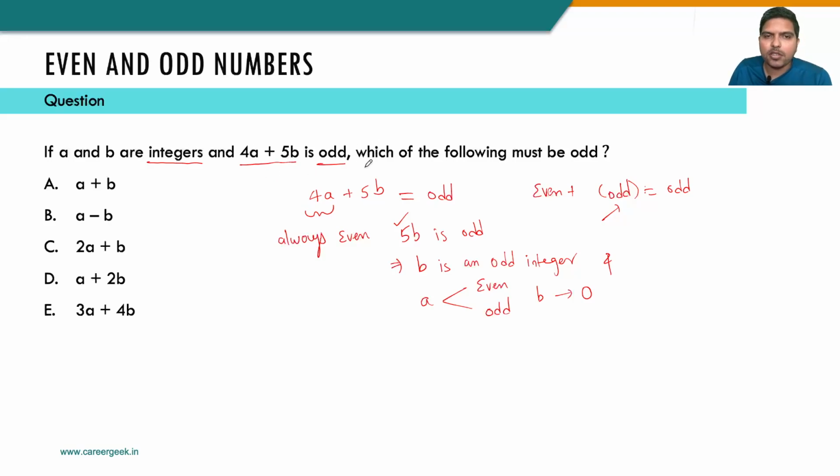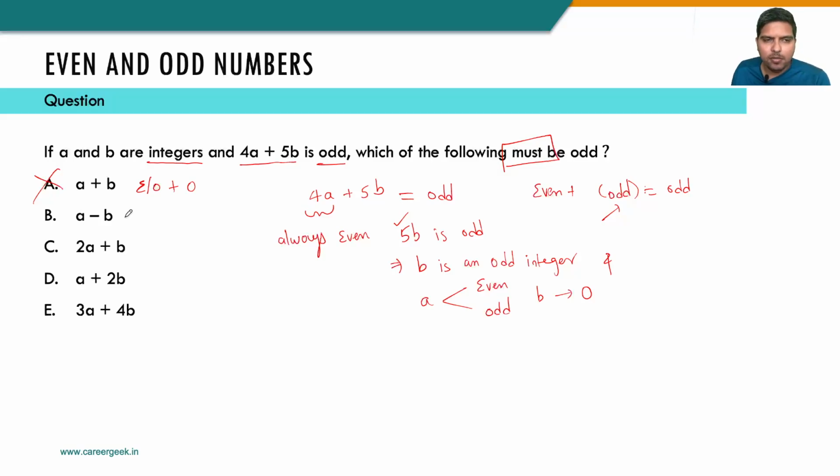First part of the question. Now the question is asking which of the following must. So this is important. Must means it should be odd for all values of a and b. Now option A, let us see. A, we know, is even or odd, plus odd. Is it always odd? No. When a is odd, odd plus odd we know is even. Can be, must be, it's not true.